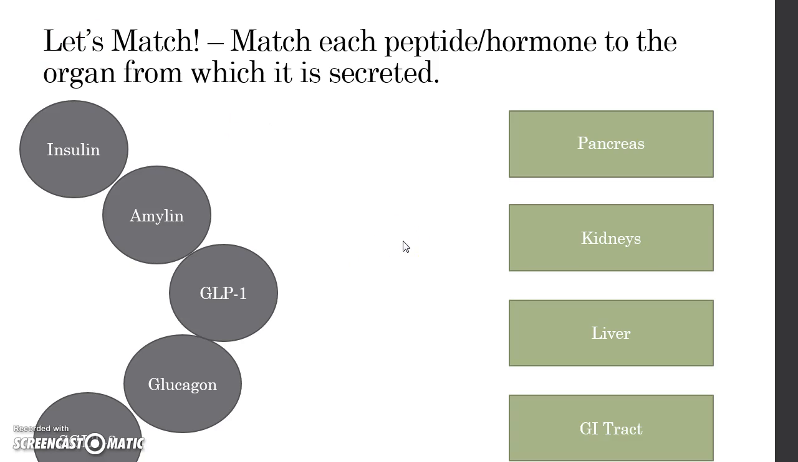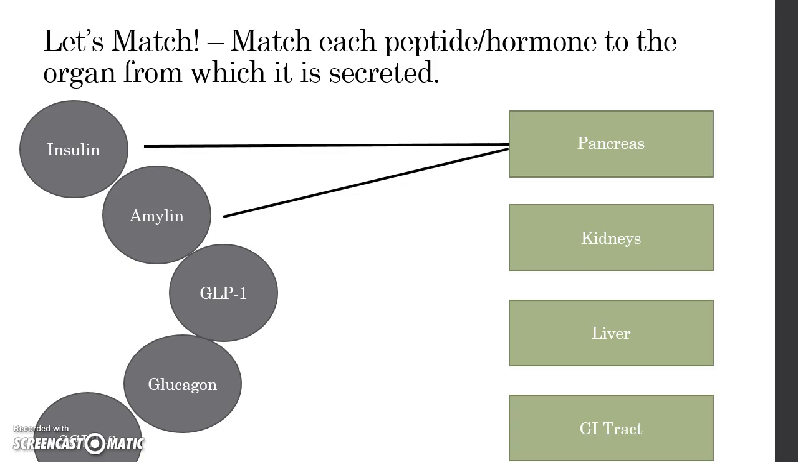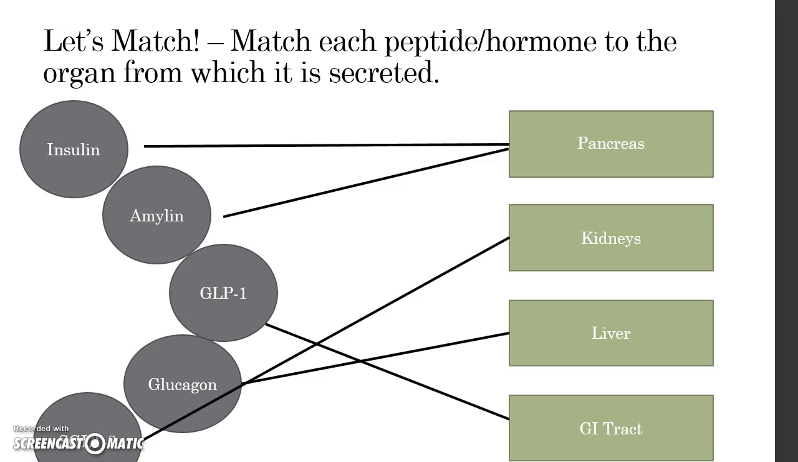So hopefully they will be able to identify from this that insulin and amylin are both secreted by the pancreas. The GLP-1 peptide is secreted by the GI tract. Glucagon is secreted by the liver, and SGLT2 is a peptide that is secreted by the kidneys to promote glucose reabsorption.